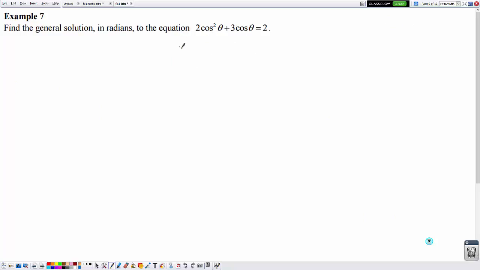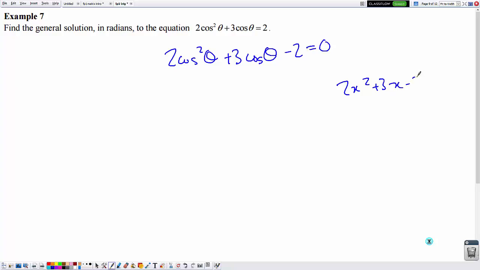So let's make it equal to 0 because we like quadratics equal to 0. So we've got 2 cos squared theta. Remember, cos squared theta, when written like this, just means cos theta times cos theta. Plus 3 cos theta minus 2 equals 0. Now imagine this was just 2x squared plus 3x minus 2 equals 0. Well, your x is your cos. Now, hopefully this factorizes. Let's try.